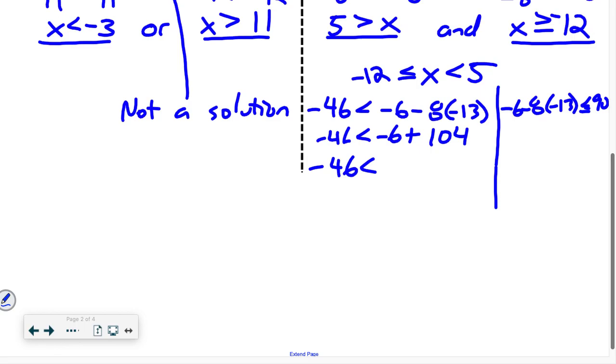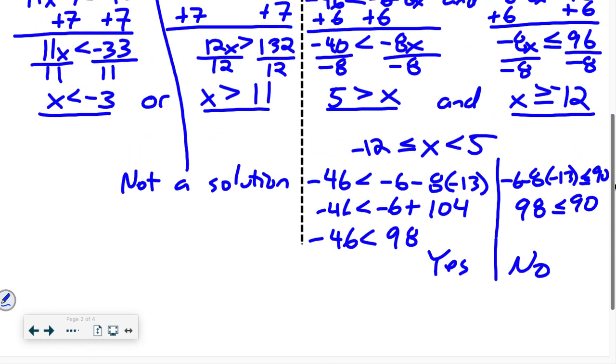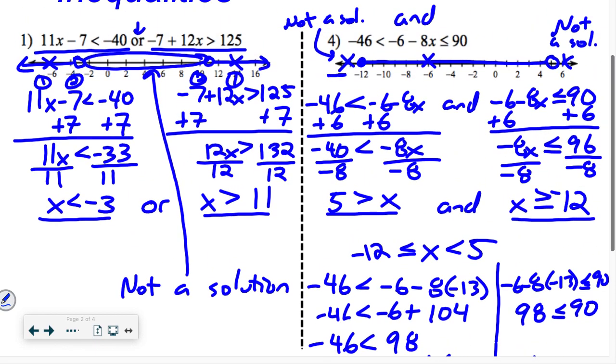So on the left side, we're still okay because it comes up with the same thing. We have negative 46 is less than 98, and that is true. However, when I do it on the right side, I get a positive 98 less than or equal to 90. So it's true here, it's not true here. That's why negative 13 is not in the solution set.